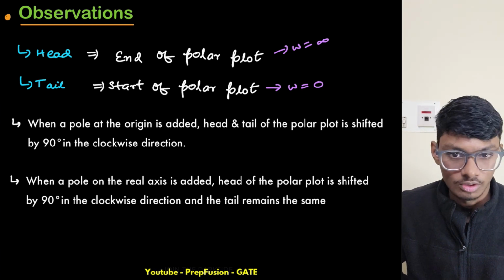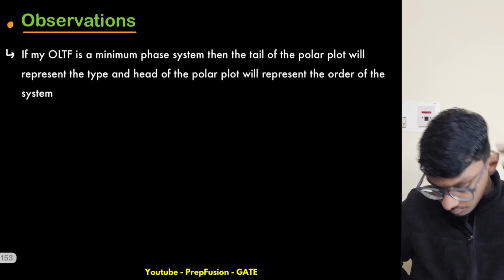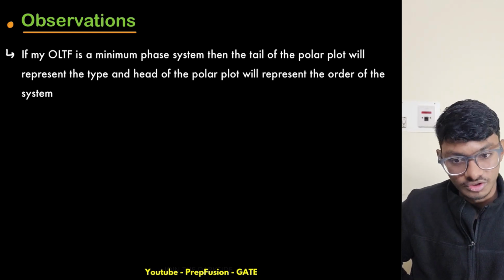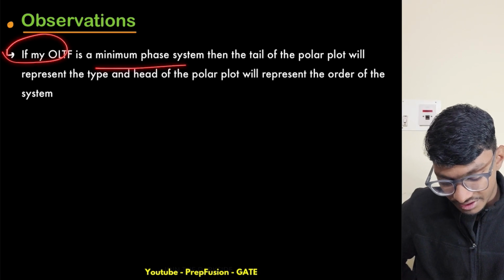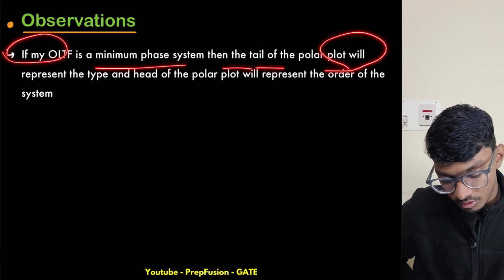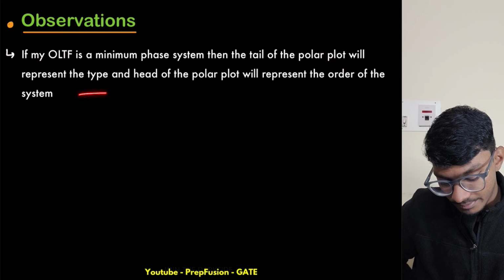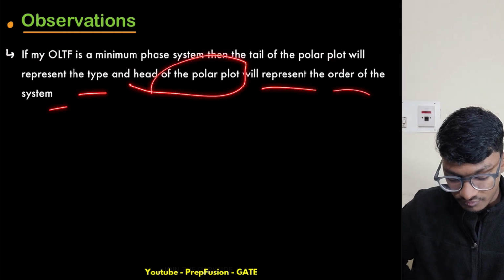All these things I hope you understand. So what is the observation? These are the few observations. If my open-loop transfer function is a minimum phase system, then the tail of the polar plot will represent the type, and the head of the polar plot will represent the order of the system.